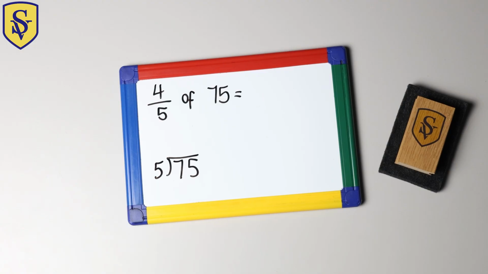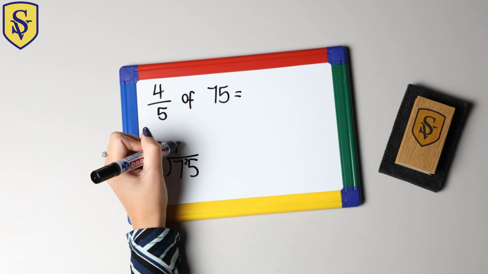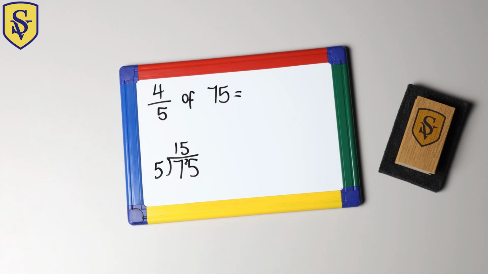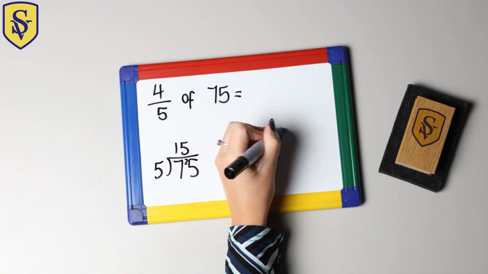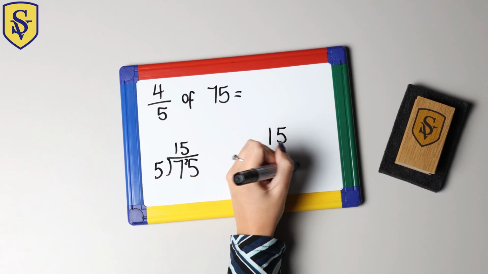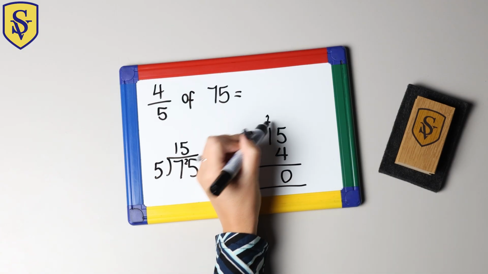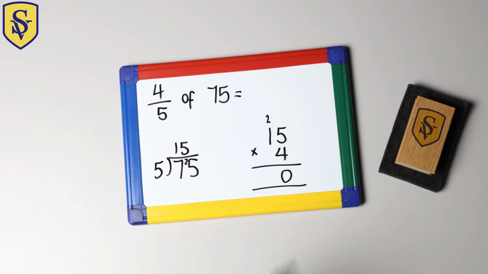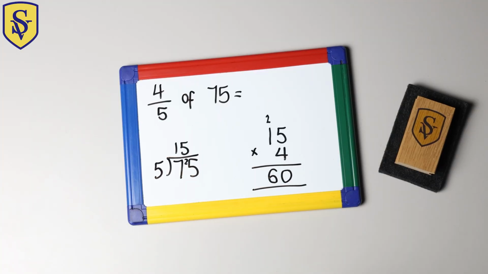So how many 5's go into 7? That is 1, remainder 2. How many 5's go into 25? That is 5. So step 1, we know that 1/5 of 75 is 15. For step 2, we need to take the answer 15 and we need to multiply it by 4. So 15 times 4. 5 times 4 is 20, carry the 2. 1 times 4 is 4, add 2 is going to be 6. So 4/5 of 75 is 60.